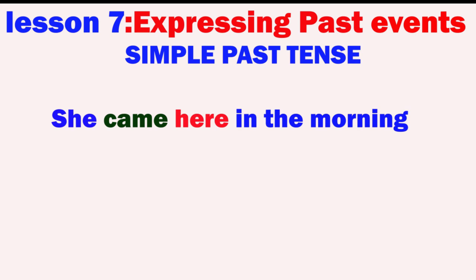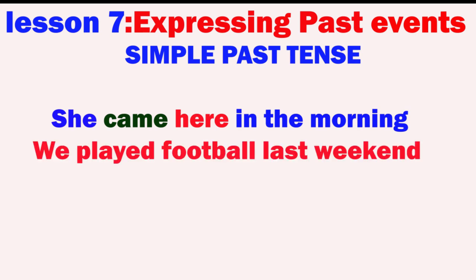Also, we have another sentence which is we played football last weekend. The subject there is we. The verb there is play, which must be added with ed and it becomes played. And then the indicator is last weekend to show that the action that you are expressing is of the past.